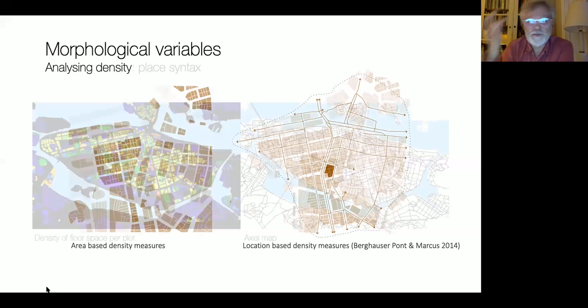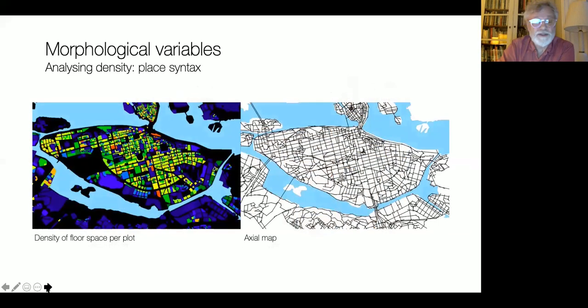And of course, this goes back to the paper that Gibbon was nice enough to refer to about place syntax that we did in 2005, which concerns very much the same thing. So on the one hand, you can have density of floor space per plot, as you see to the left. And then we simply use the axial map and the kind of measurements of centrality, or what in this case it turns into accessibility. We reach something, in this case floor space or density.